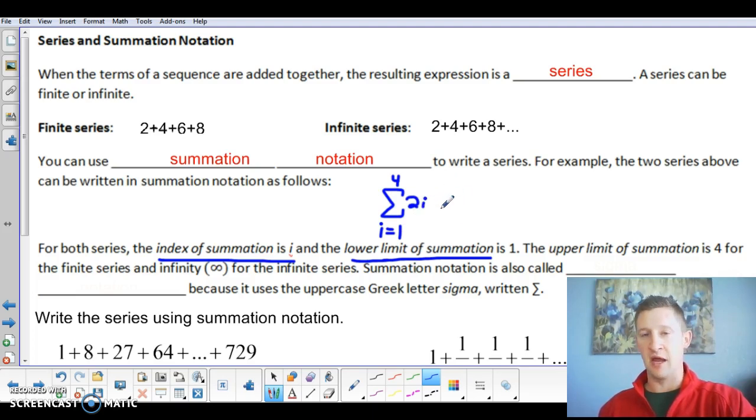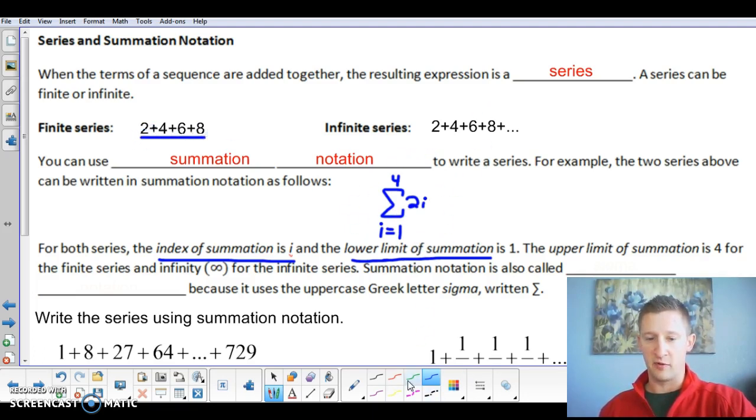So it doesn't mean i, the imaginary number. We're just using it as a variable in this case, i for index. Maybe a little bit confusing because we've used i for something else before, but we can use any letter. In this case, we'll start with i for index. So this would be summation notation for the finite series here.